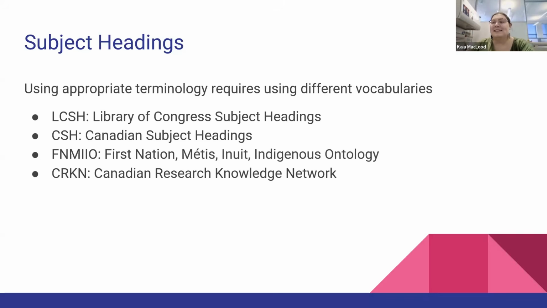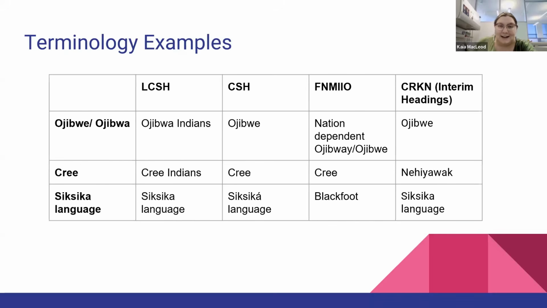And then we have the CRKN, the Canadian Research Knowledge Network. And they've been updating their Indigenous subject headings for quite a while. And it's all about the metadata used in their databases. Now, to give you a little snapshot of what we're looking at, I've made this nice little chart.